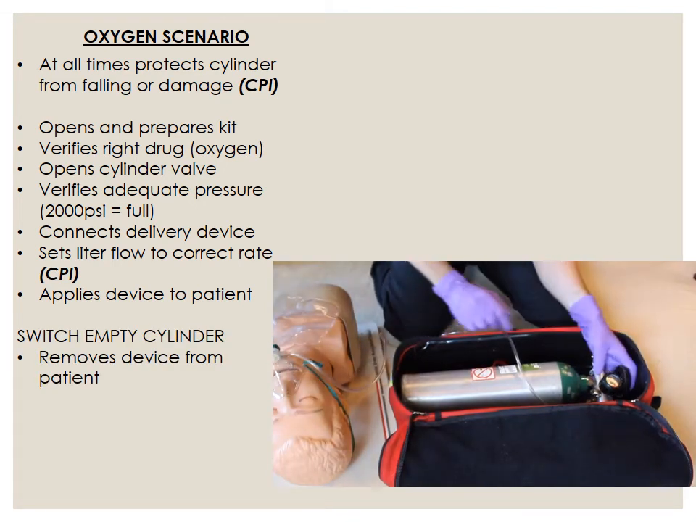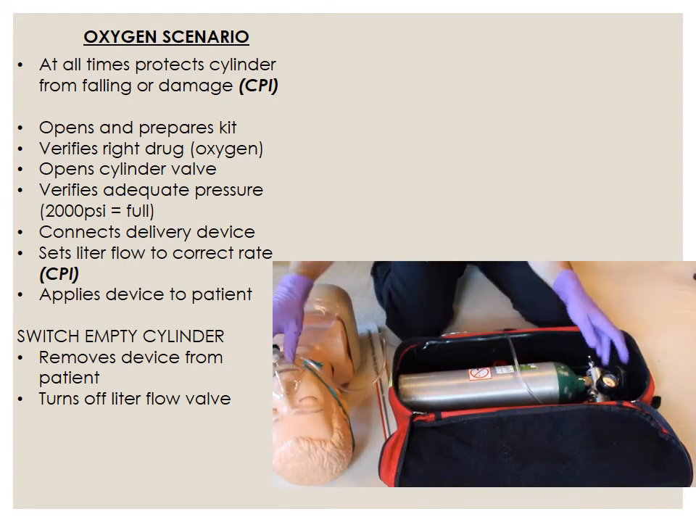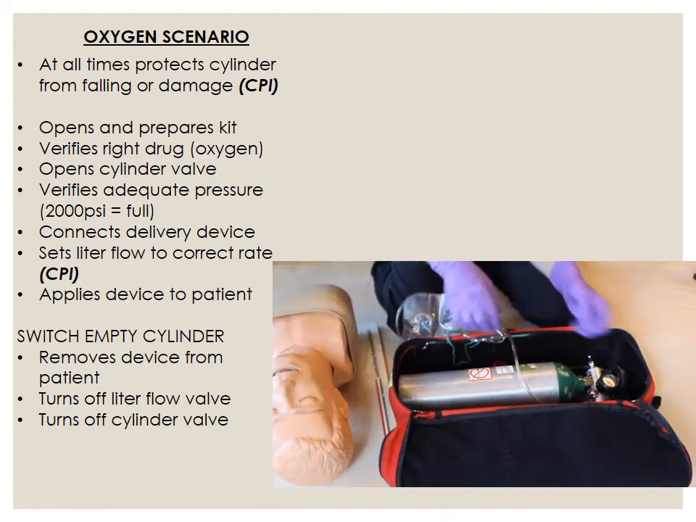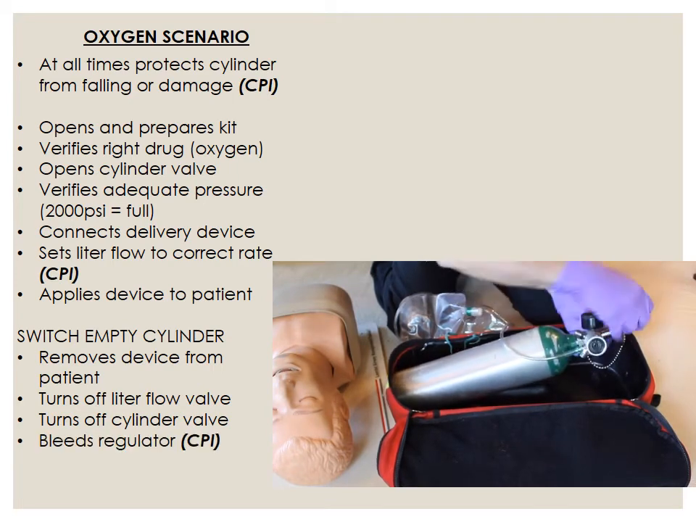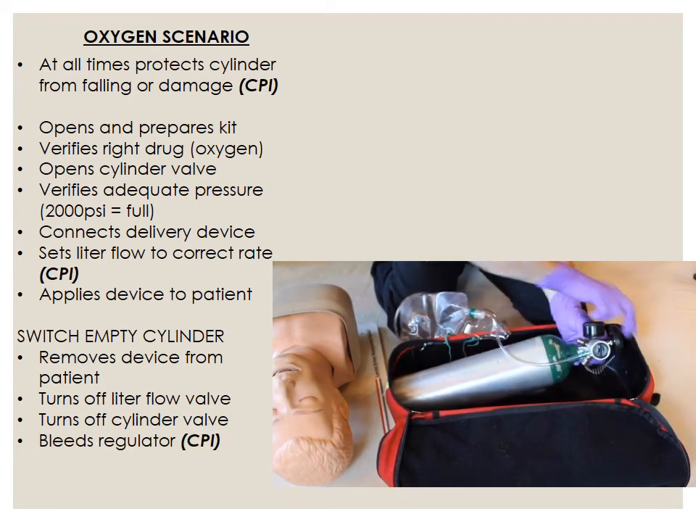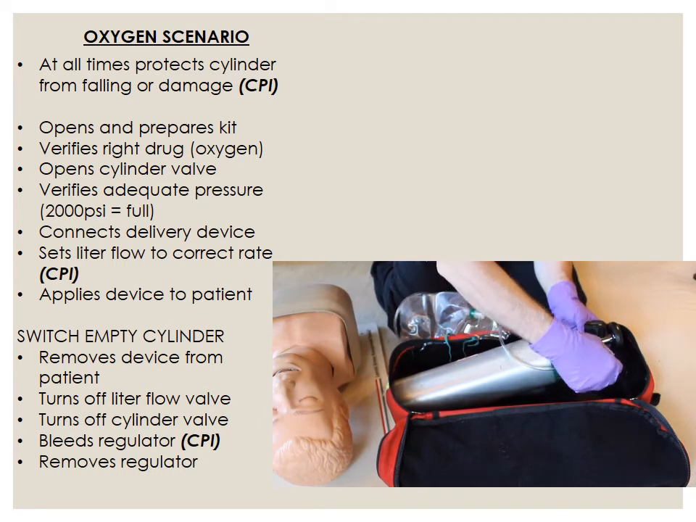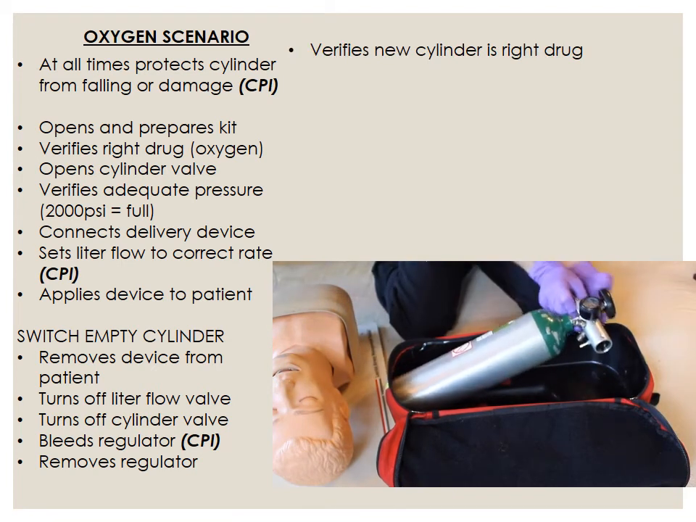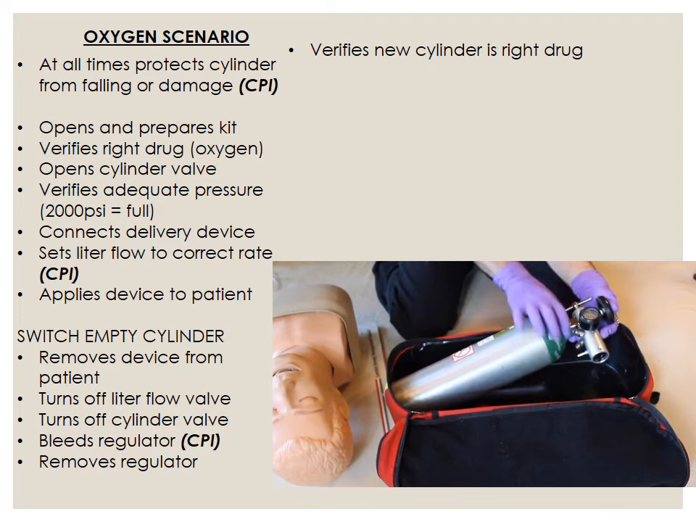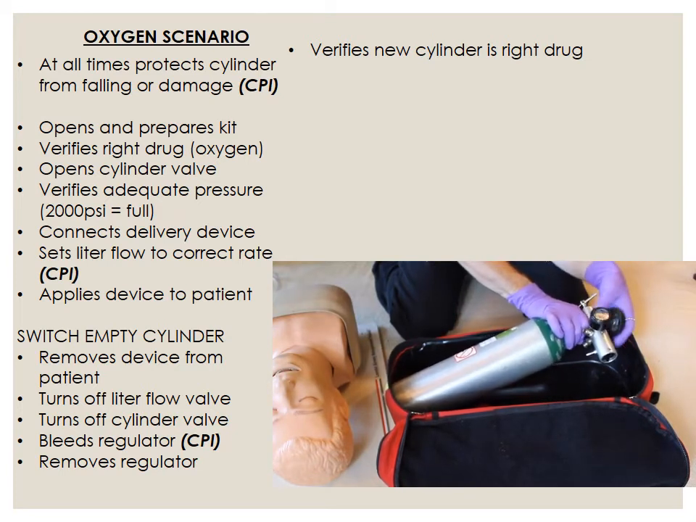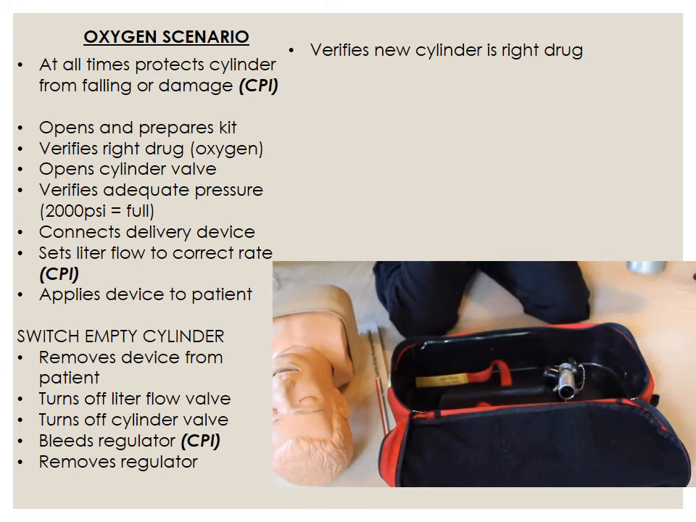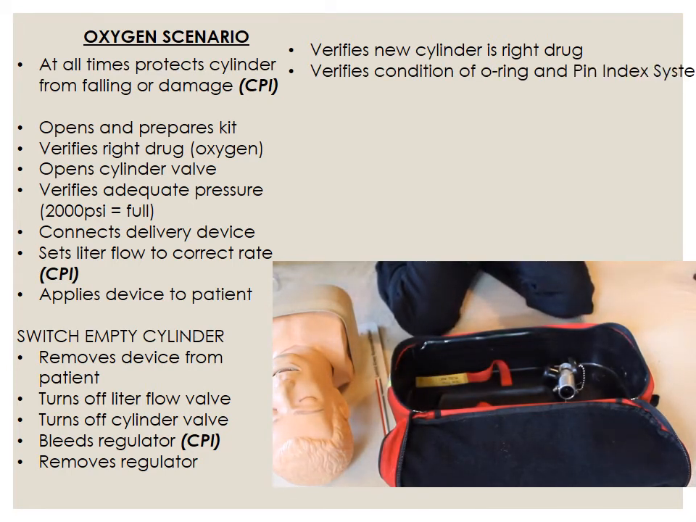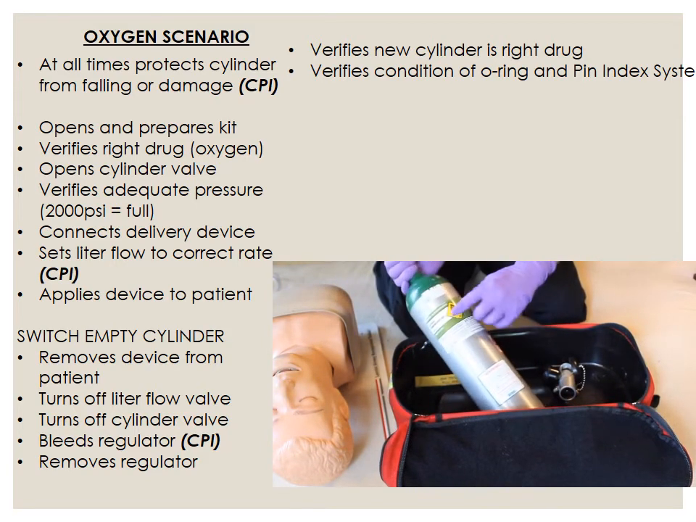If the cylinder is empty, remove the delivery device from the patient. Turn off the flow valve and the cylinder valve. Bleed any additional pressure from the regulator and remove the regulator from the cylinder. Verify that the new cylinder is the right drug.